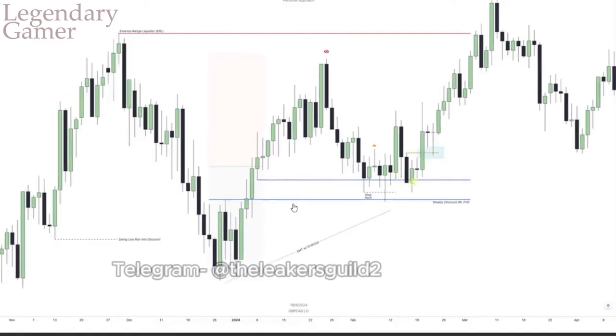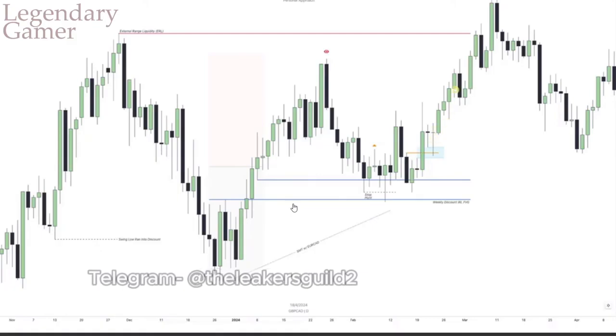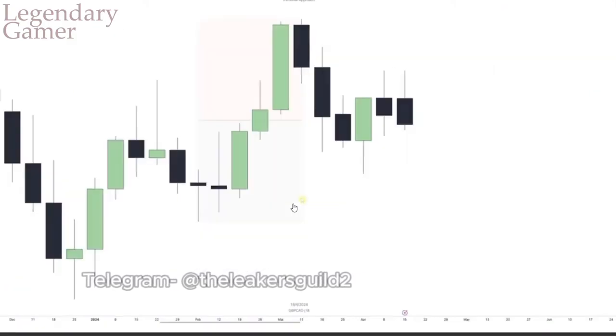Now price starts to trade up higher again, and we've got a fair value gap formed, high probability fair value gap with an order block here, and then price taps that fair value gap and continues its path up into external range liquidity. So here we have another example, right?